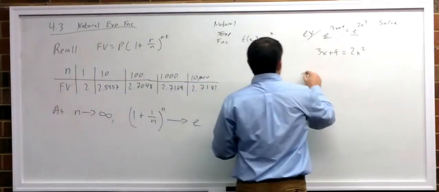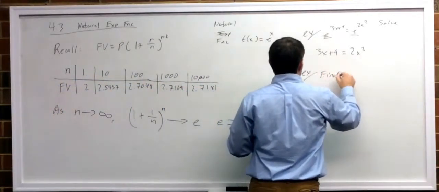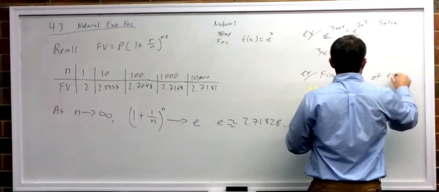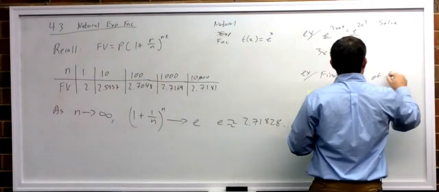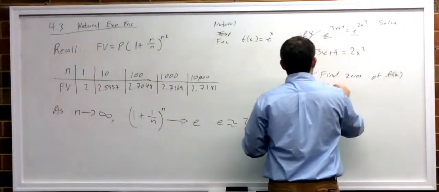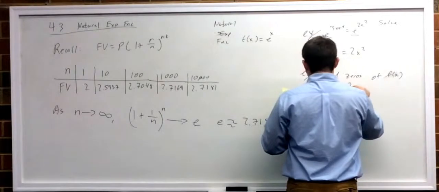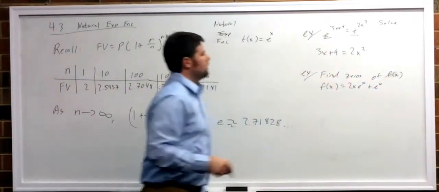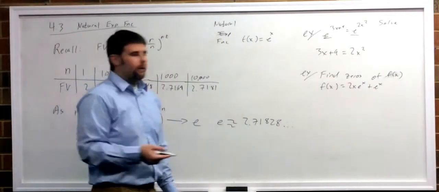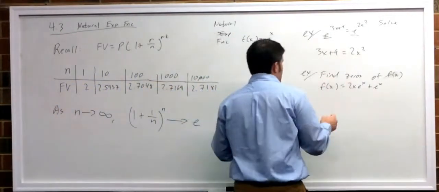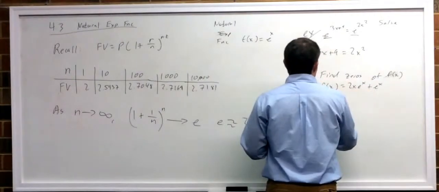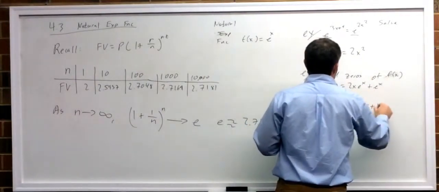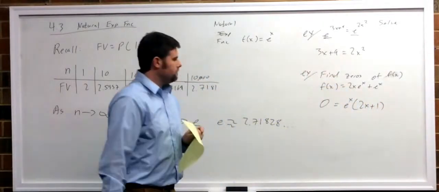The only thing possibly different that we're going to do in this section that we didn't do in 4.2 was find zeros. So for example, if I ask you to find the zeros of f of x, where f of x equals 2x e to the x plus e to the x. Well, we're going to find the zeros of this just like we do any other normal equation. So we'll factor it and set it equal to 0. So we get 0 equals e to the x times (2x plus 1).